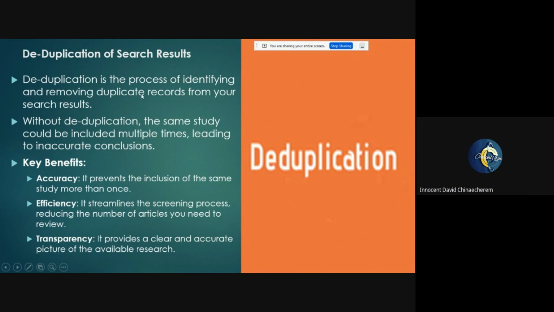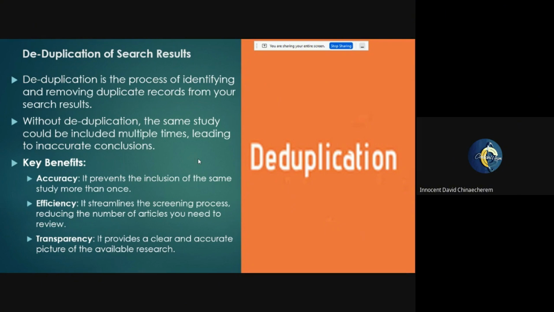So deduplication is just the process of removing duplicates. Let's say, for example, a study known as Innocent et al. 2024. We wouldn't want to have two of those studies on the same topic in the same pool. That means we're definitely going to exclude these papers, because if we don't deduplicate them and remove the duplicate, then we're going to have so many problems. One of the benefits is that it helps us keep track of accuracy and efficiency. It streamlines everything and makes it transparent and accurate.